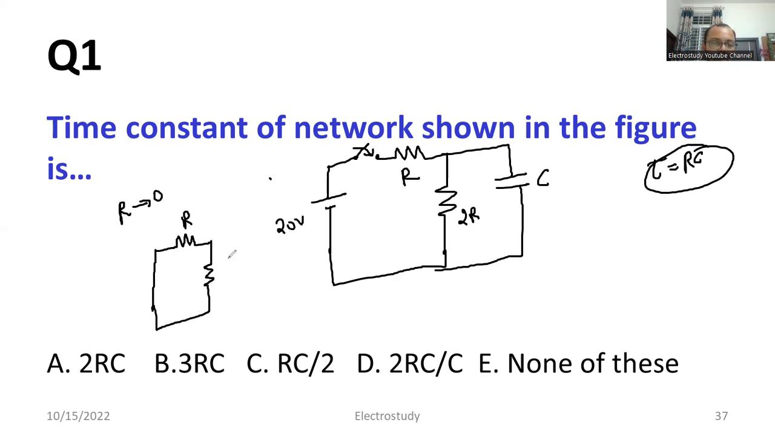Now we can draw the remaining part. 2R. Then this is your capacitor. No change in the value of capacitor. Now we have to calculate the value of resistance.